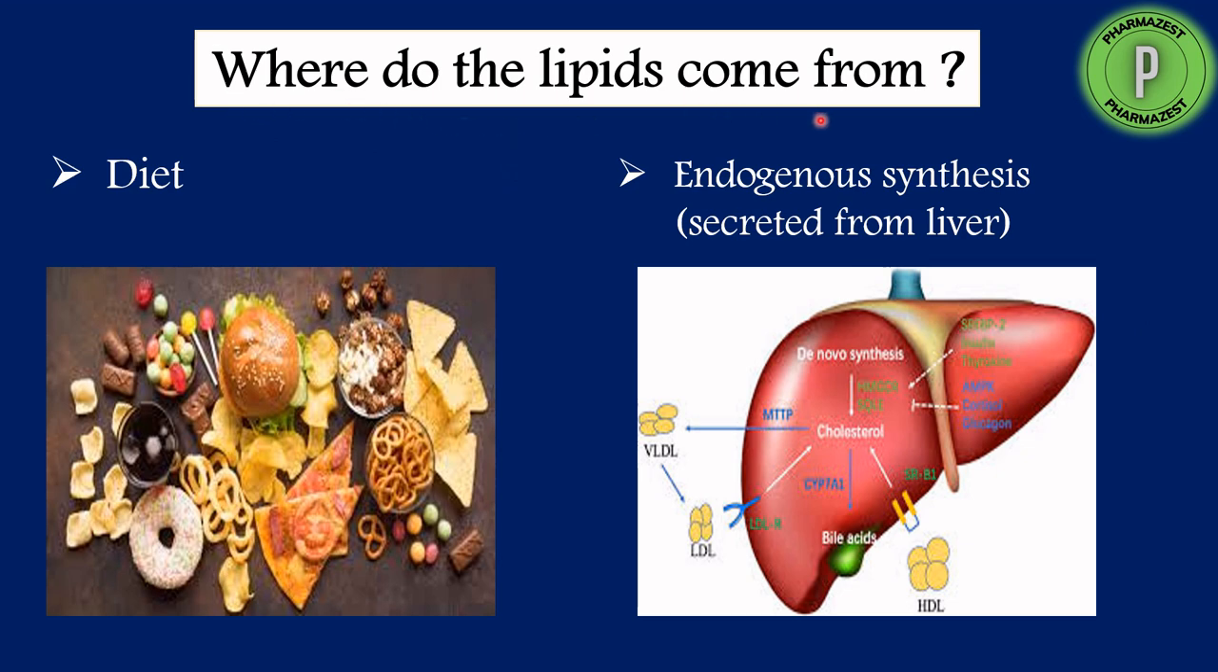So where do these lipids come from into the body? The first source is the diet, that is the food we eat. As I previously mentioned, when you are eating fat rich foods, these fats enter into the body. And the second source of lipids is endogenous synthesis. That is the liver, which is present in the body. It synthesizes cholesterol from the food we are taking.